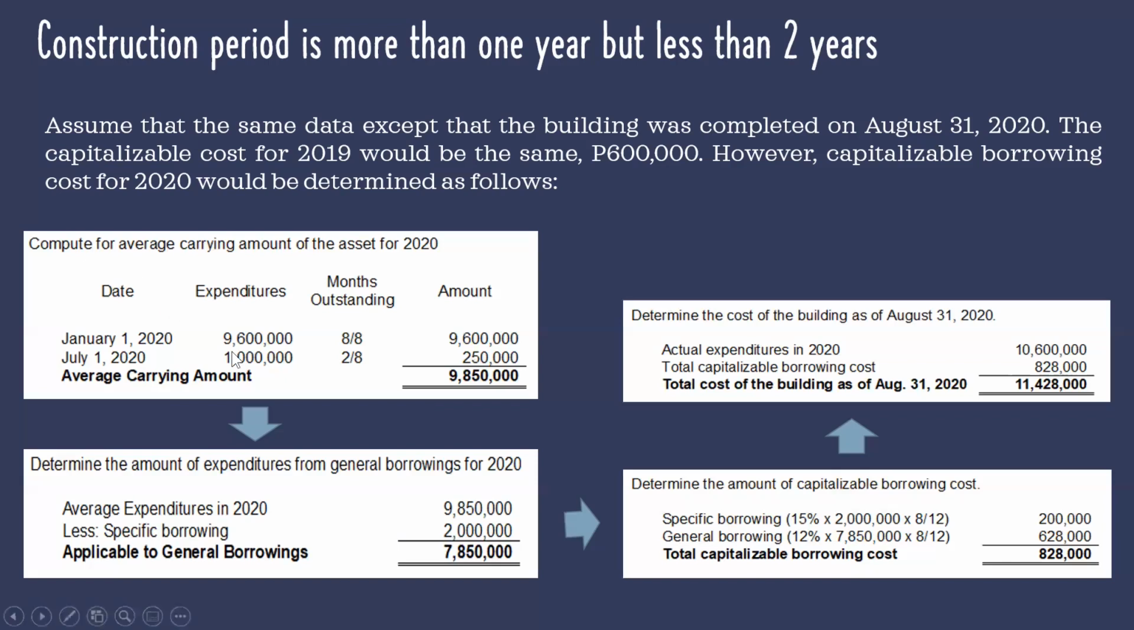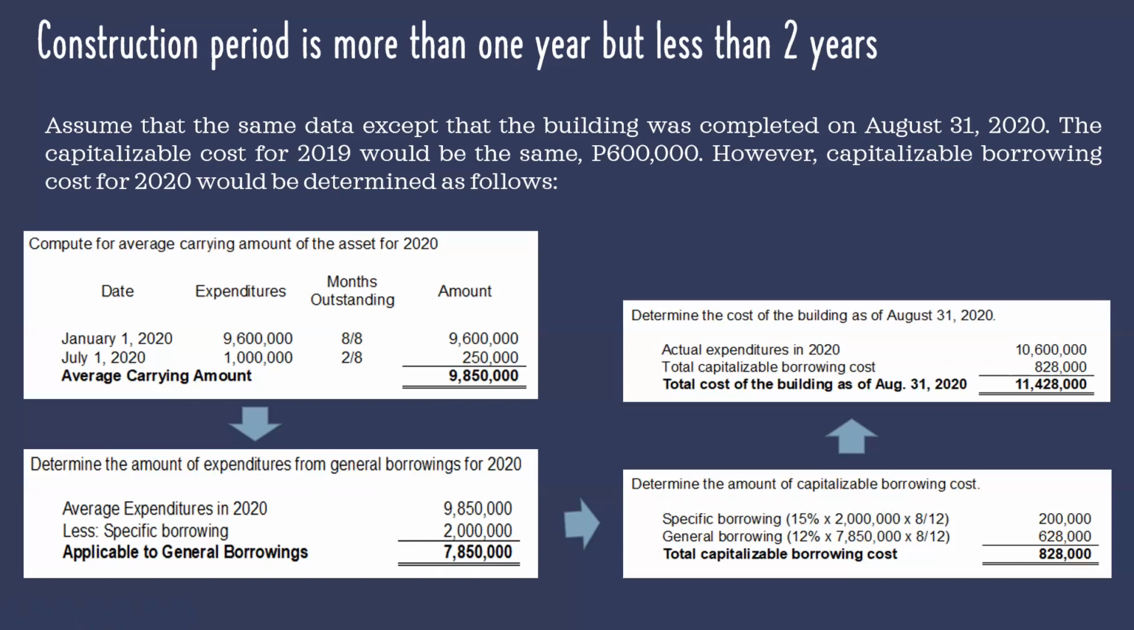So for July 1, so ang pag-count natin is July, then August. Kasi August 31 naman ito. So you'll have lang 2 months over 8 months. So this is your average carrying amount. No? Mas maliit. So 9,850,000. So pagkatapos niyan, so determine ulit natin, no, magkano ba of the total expenditures, magkano ba ang applicable to general borrowings. So if the total average carrying amount of your asset is 9,850,000, so i-deduct natin yung specific na sa borrowing na 2 million. So what is applicable to general borrowings is only 7,850,000.